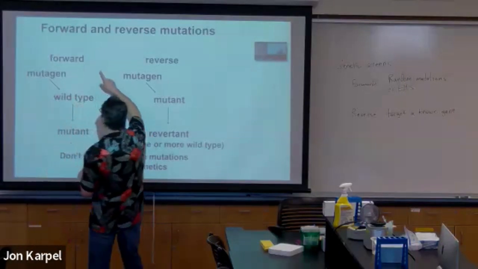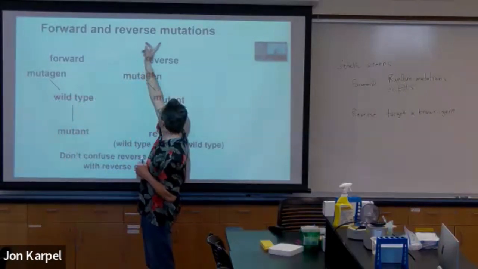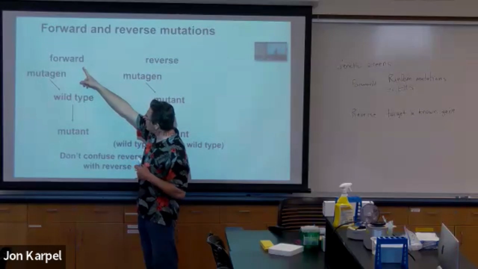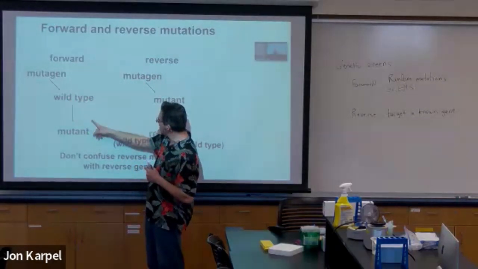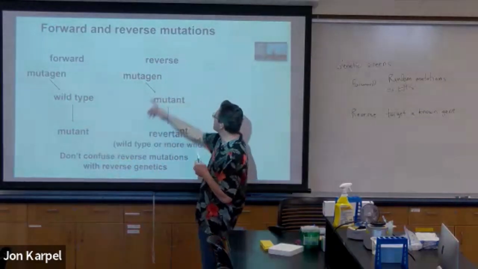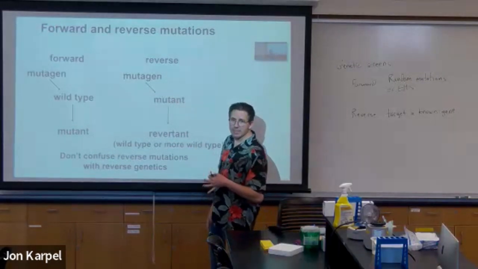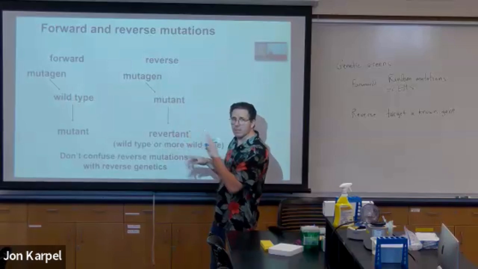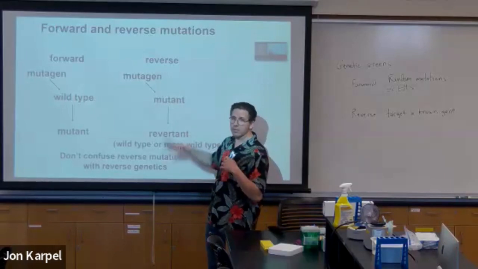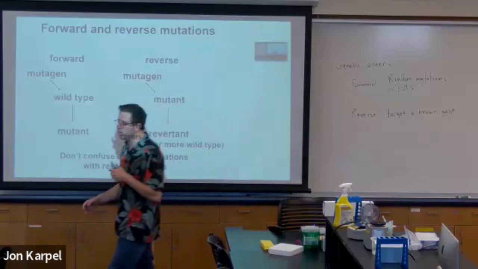Again, forward mutations is where you're making mutations in a wild type and looking at mutants. Reverse mutations is where the mutant reverts back to a normal. These are not the same things as forward and reverse genetics. So these are just how mutations can occur.